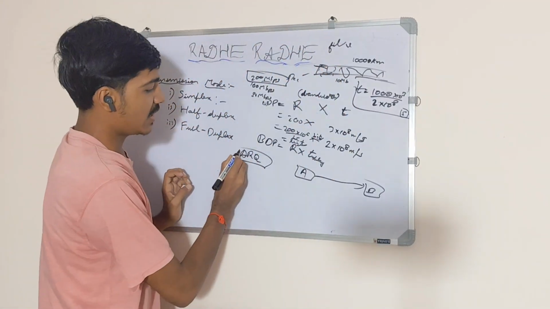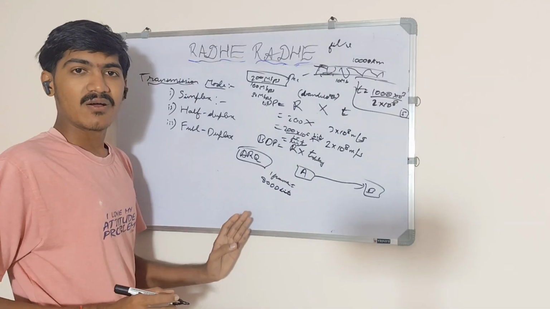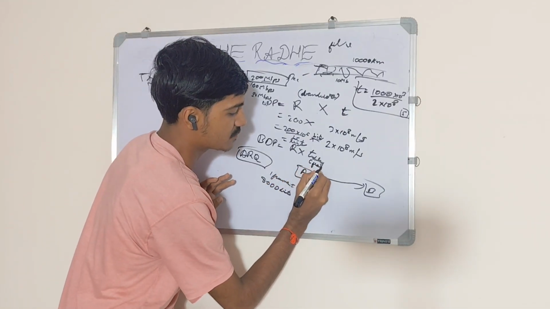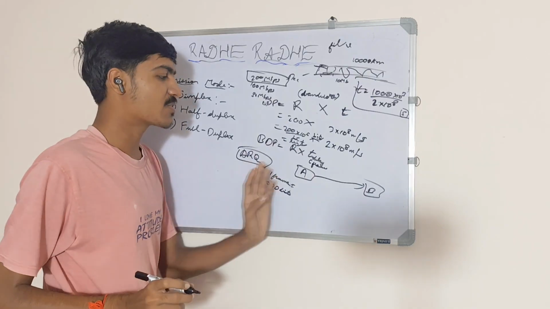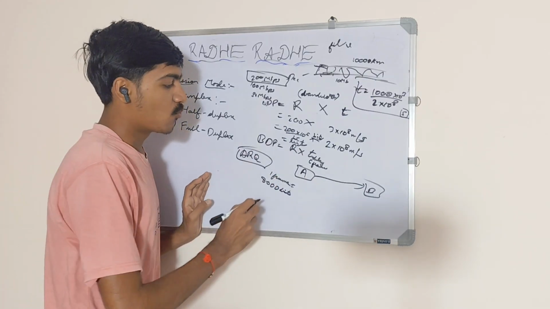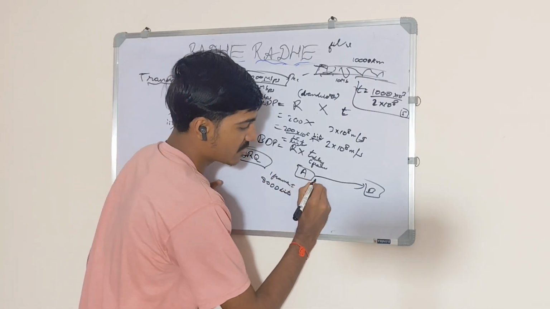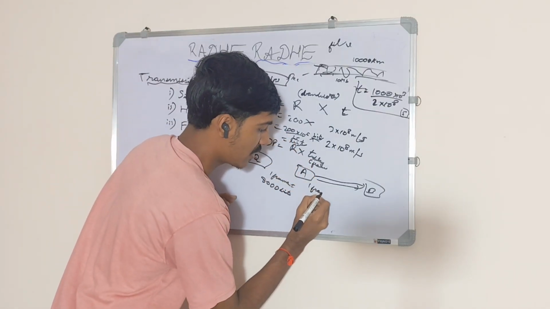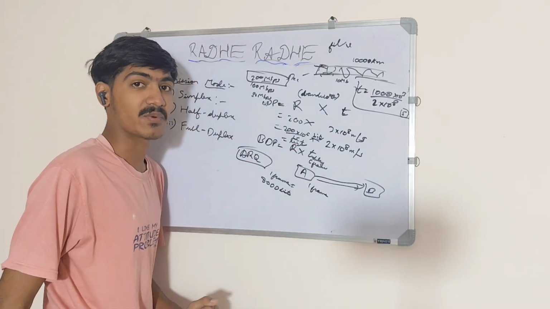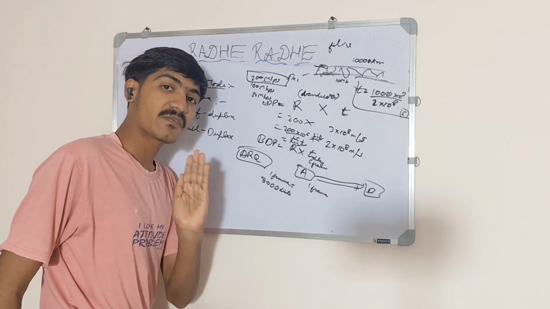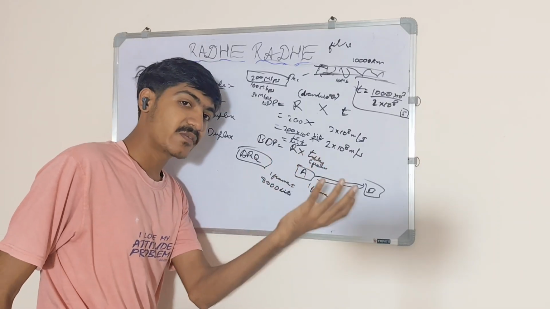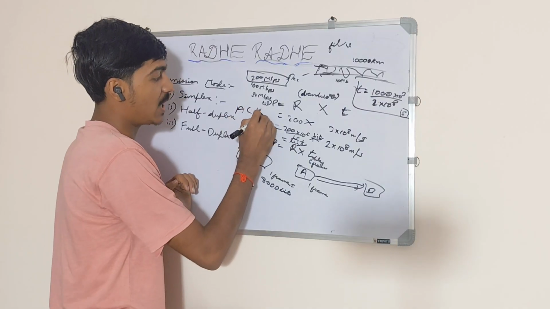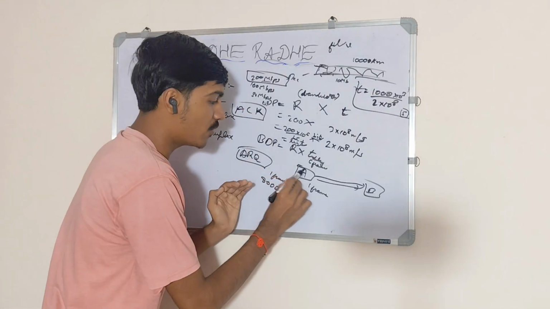But in ARQ mode, what happens? Suppose A wants to send 6 frames. What will A do? It will send just the first frame, and B will receive the frame. Now B, after receiving that frame, will send the acknowledgement frame back. ACK frame. Acknowledgement frame.